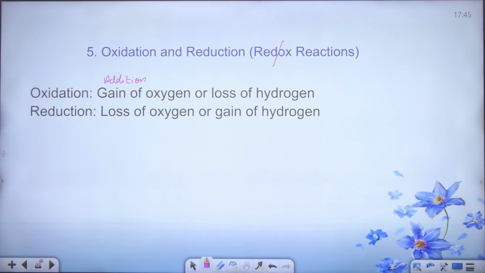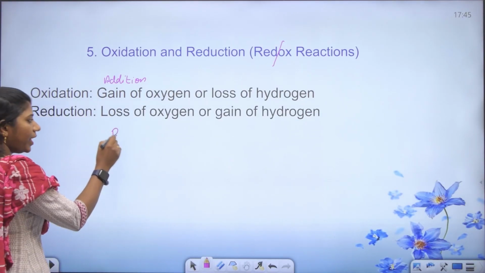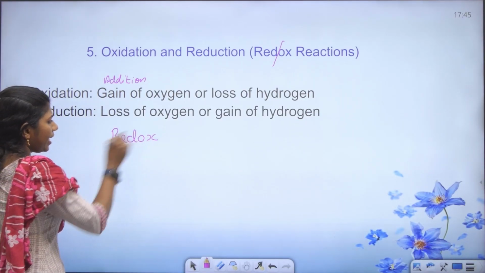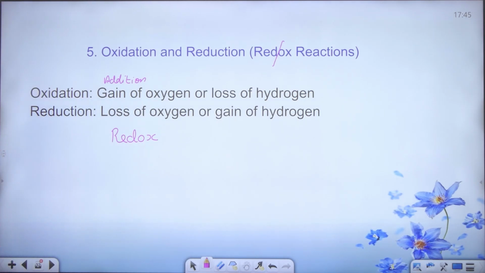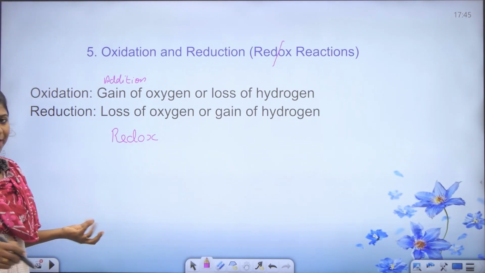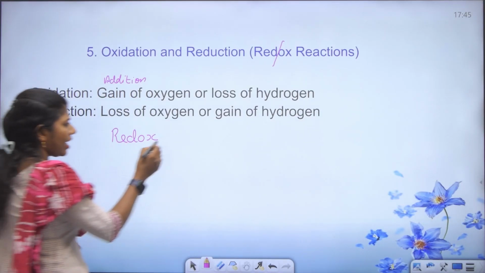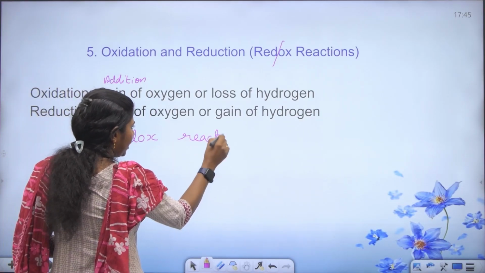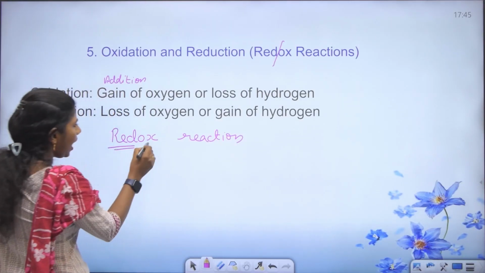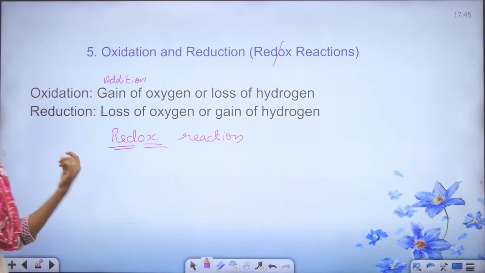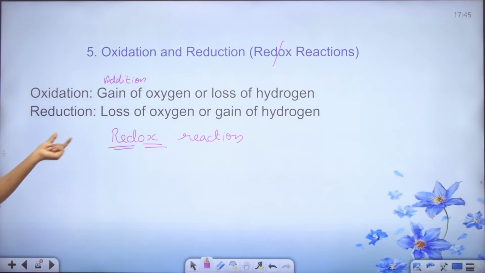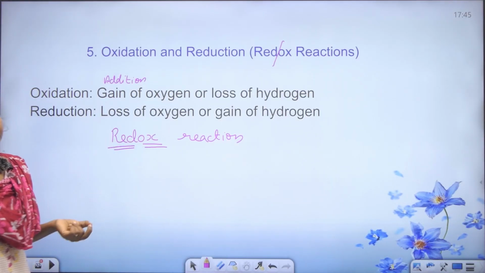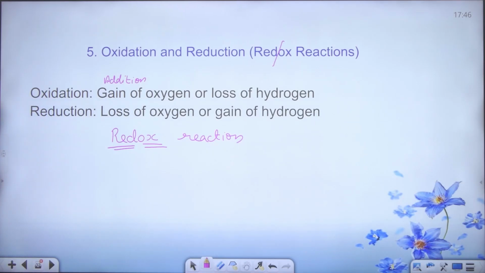If oxidation and reduction take place simultaneously, that reaction is known as a redox reaction. Redox: reduction and oxidation. The two terms combined to form redox. When reduction and oxidation take place simultaneously, the reaction is known as a redox reaction.